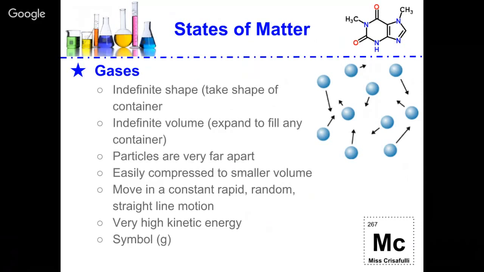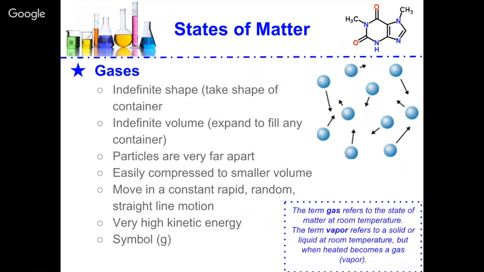Now, let me get one thing a little bit clear with you. There are two words that people use interchangeably, and those are gas and vapor. The term gas refers to the state of matter at room temperature. So oxygen is a gas. If we're talking about a vapor, that would be something that was once a solid or a liquid and has been heated to undergo a phase change to go from a solid or a liquid to a gas, and that is a vapor. So it's water vapor, not water as a gas. When we heat liquid water up and it becomes a vapor, that is when it has gone from the liquid phase to the gas phase.